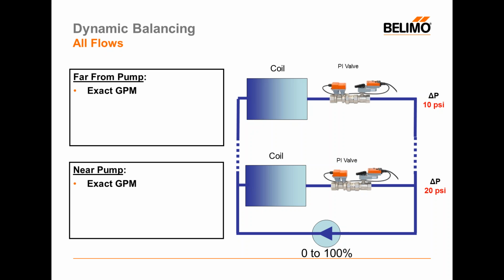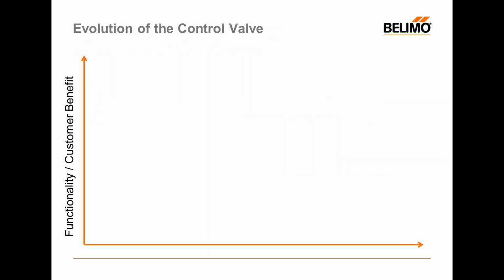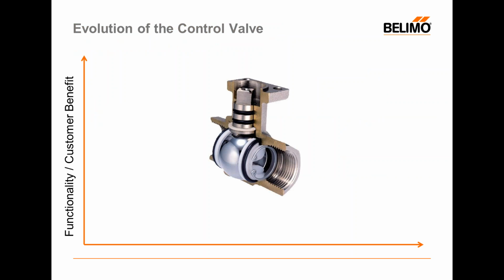So as you can see, this flow control technology really allows us to get rid of this idea of static balancing, or really get rid of the idea of having the effects of valve authority disrupt our control. So if we take a look at a few points we talked about in regards to flow control, they're fully pressure independent, they're preventing overflow, they're dynamically balancing your loops. The Belimo Energy Valve has the ability to operate in flow control mode. In fact, it is by far the most common control strategy employed by the Belimo Energy Valve. But there's a second one, and I think we should take a look at it because it's quite interesting.